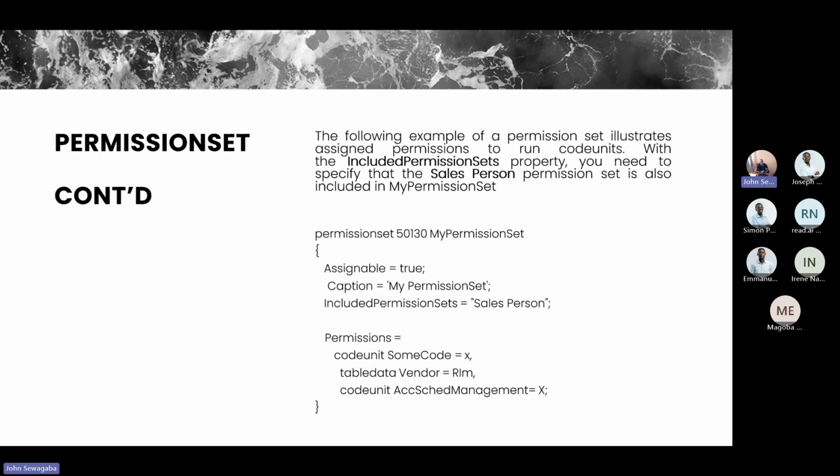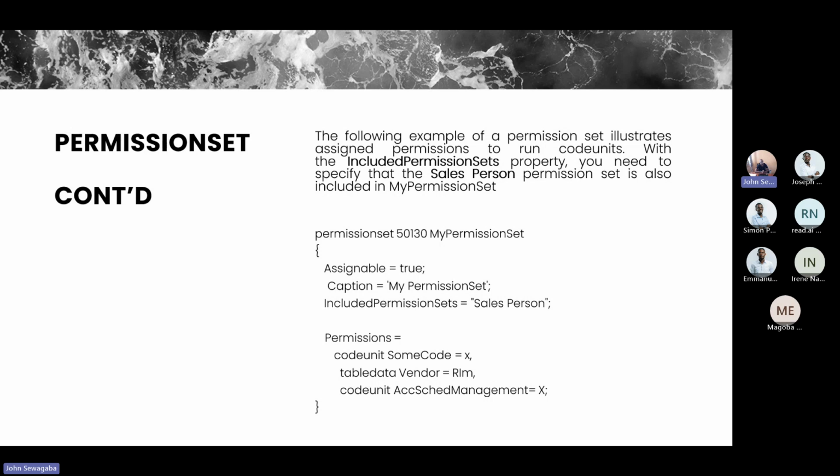Then another concept of permission set. The following example of a permission set will illustrate assigning the permission to run codeunits with the included permission sets property. You need to specify that the sales permission set is also included in my permission set. Like I mentioned, I could define a certain permission set for probably a given set of users, meaning that it's sufficient for them. Then later, I might need to define a more elevated permission set where the previous permission set is just a subset. That's when the component of included permission sets can come in.